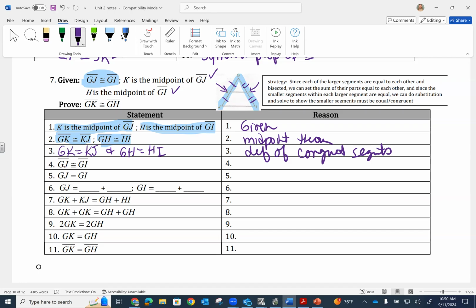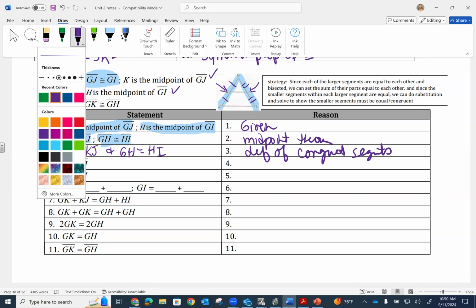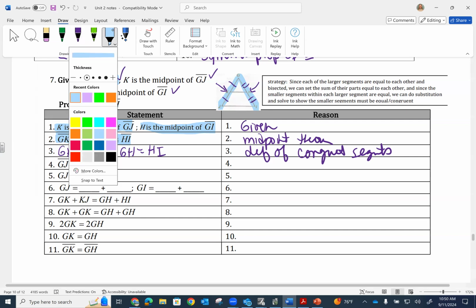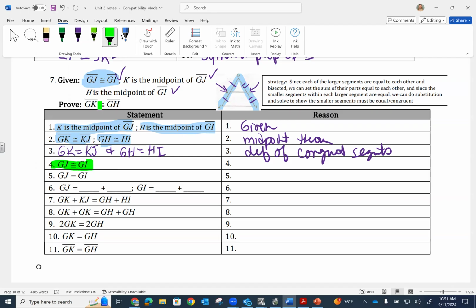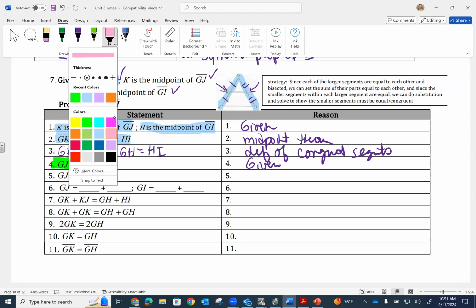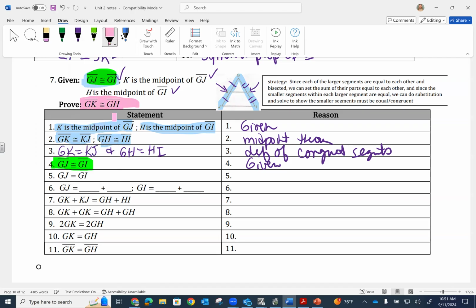The next thing, GJ and GI are congruent. Well, that was a given, okay? So again, like the surprise moment, I didn't say it all up top. So these two should be from the givens, right here. And that is given. And then another thing is this, our goal is to show that GK and GH are going to be the same length. GK is here and GH is right here. So we want to show that those two are congruent to each other. And notice that's the last step that we write.